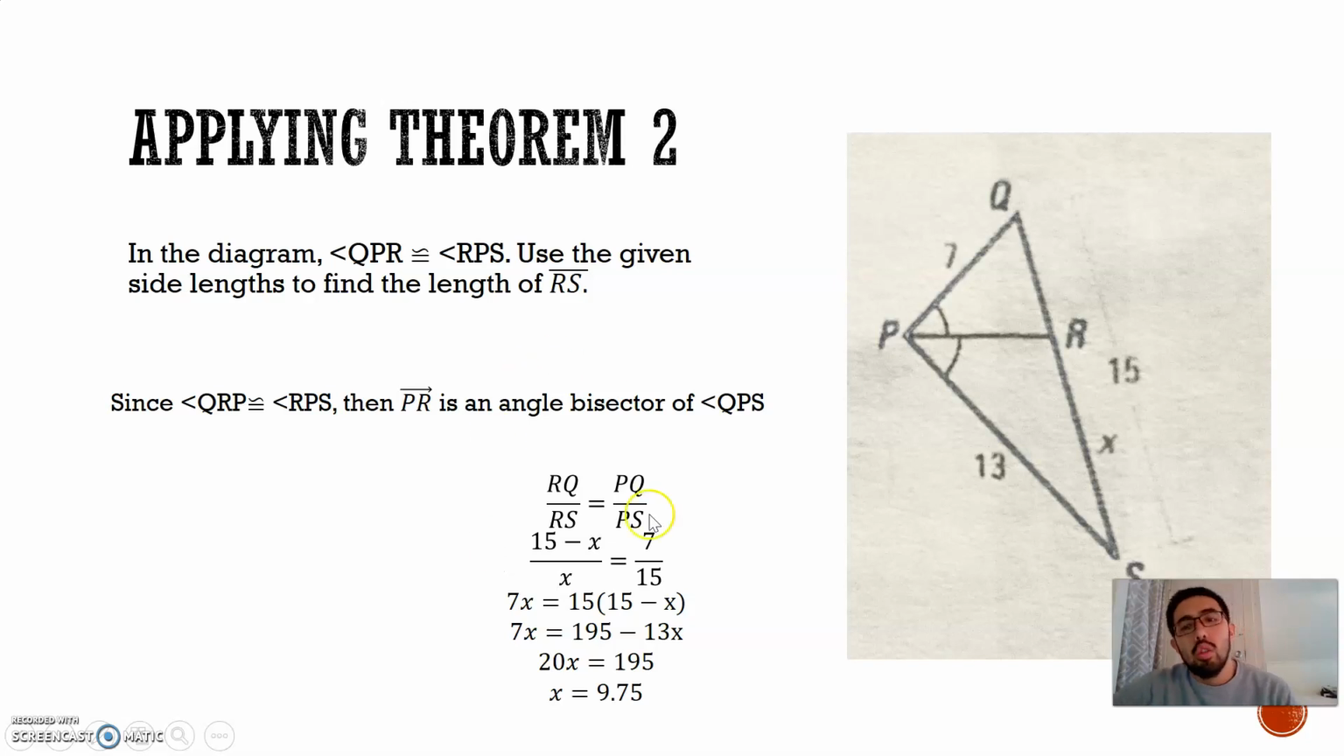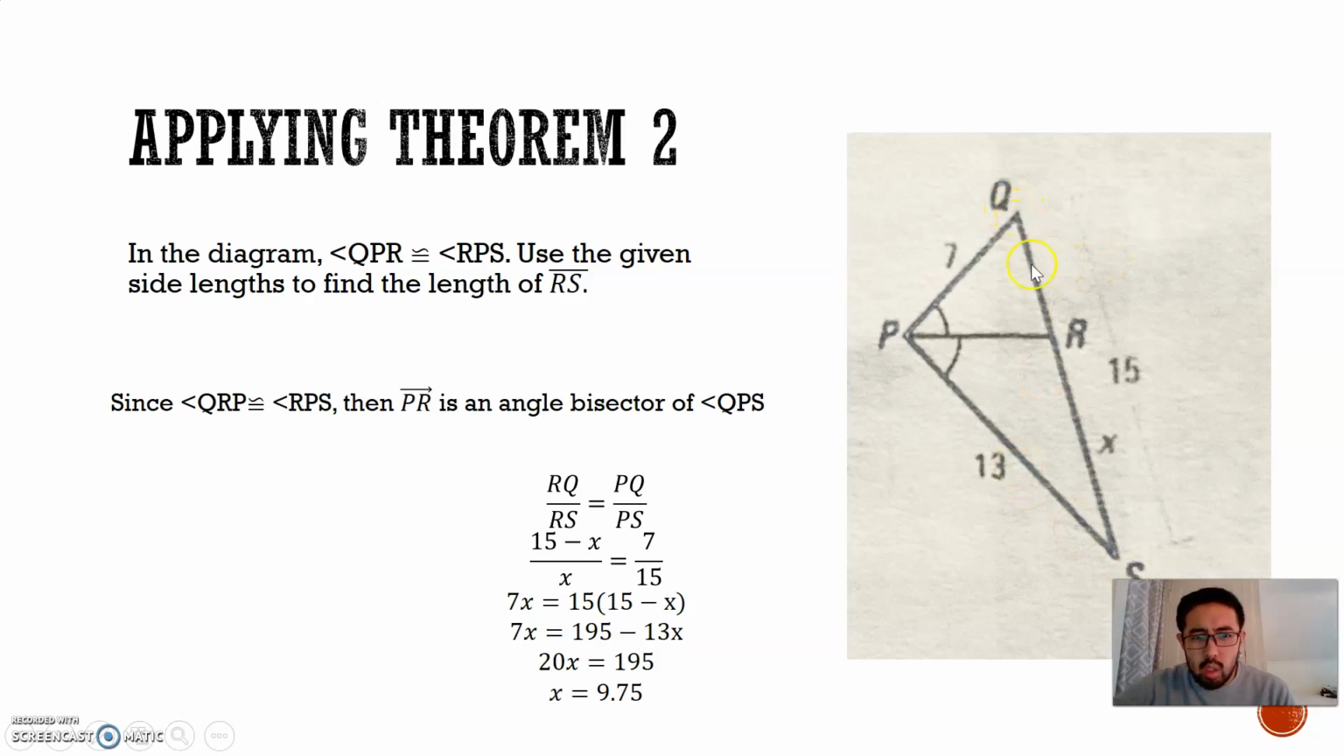Okay, so what does that mean? How can we use it? In the diagram, angle QPR and RPS are congruent. That means these two are congruent. That means PR is an angle bisector. Use the given side lengths to find the length of RS. So we want to find the length of RS, right? Well, what we do know based on the theorem is that RQ to RS must equal PQ to PS, right? That's the theorem. This to this equals that to that.